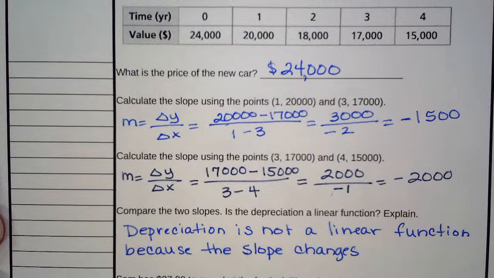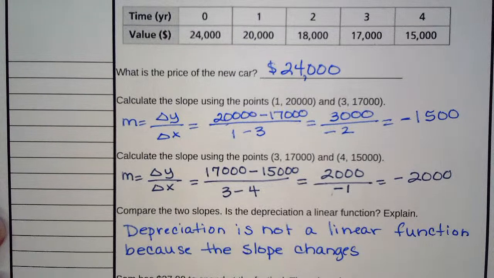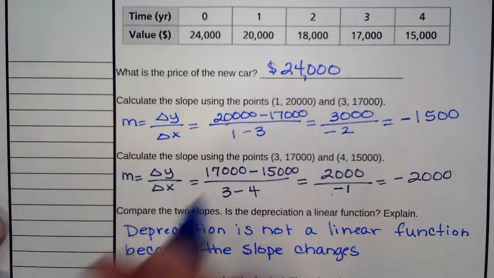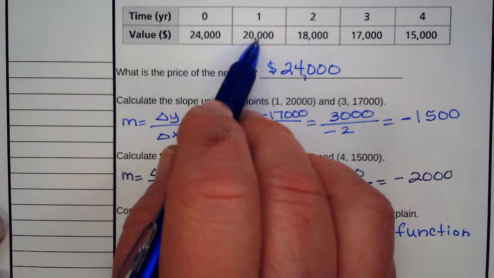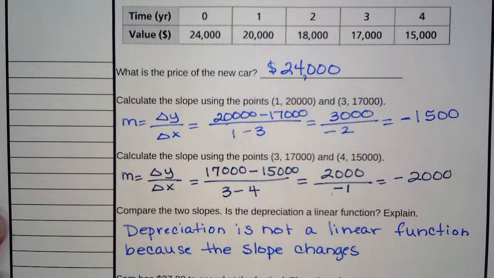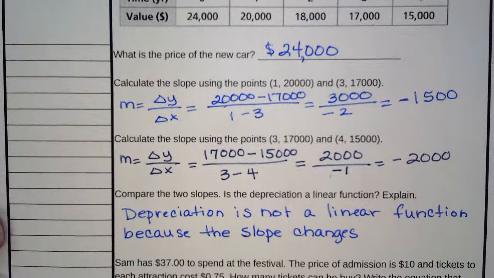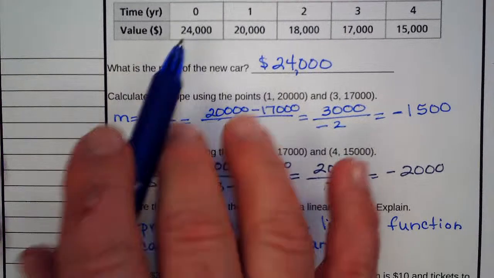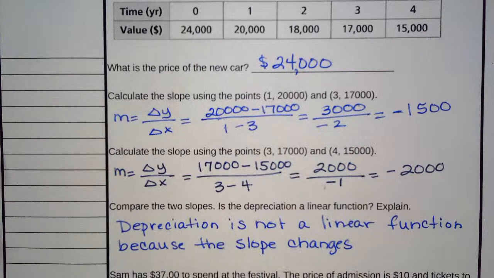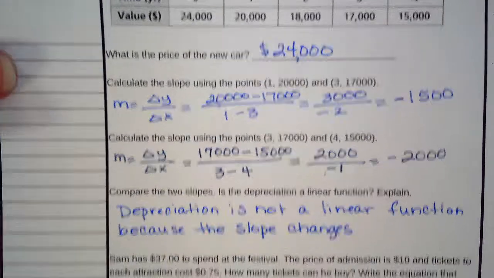When does a car or a vehicle depreciate the most? Between 0 and 1 year. At 1 year, it will depreciate almost double of what happens. So depreciation is not a linear function. And this is true, a new car depreciates the most that first year you own it.